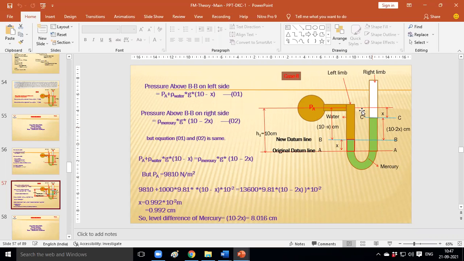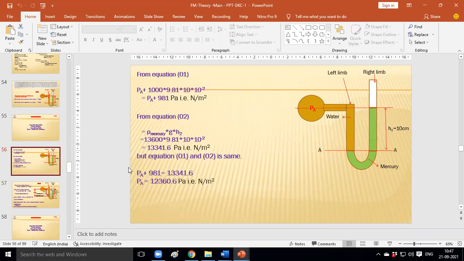As far as this figure is concerned, initially the datum was A dash, as we can see in the previous numerical figure. So can you guess it? Is the new datum line below the A dash or above the A dash? Above the A dash. Why is the new datum line above the A dash?